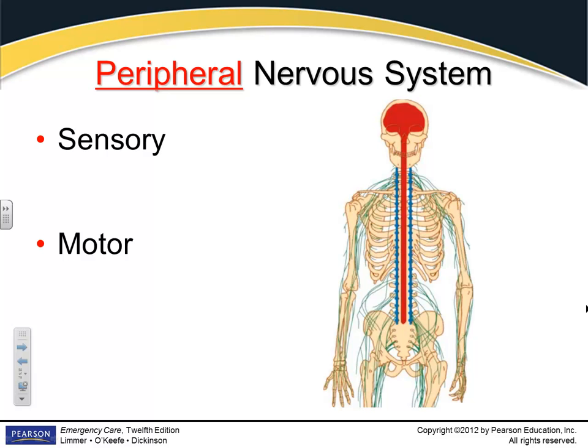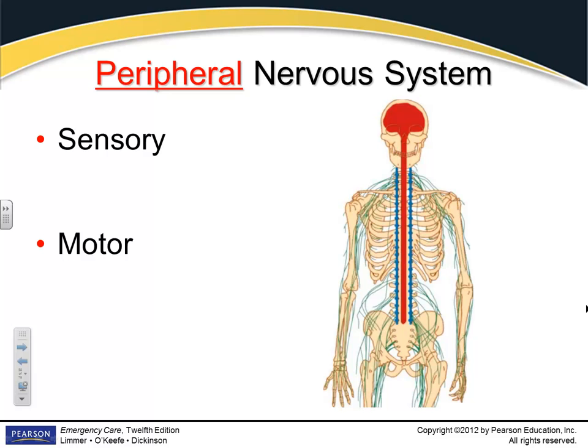Now, the peripheral nervous system is going to be what? Everything else. It's kind of like when we were talking about central pulses versus peripheral pulses. Same thing. With the peripheral nervous system, that's going to be everything else. There are two main categories of peripheral nerves that I just want to touch on here. We've got sensory nerves and motor nerves.